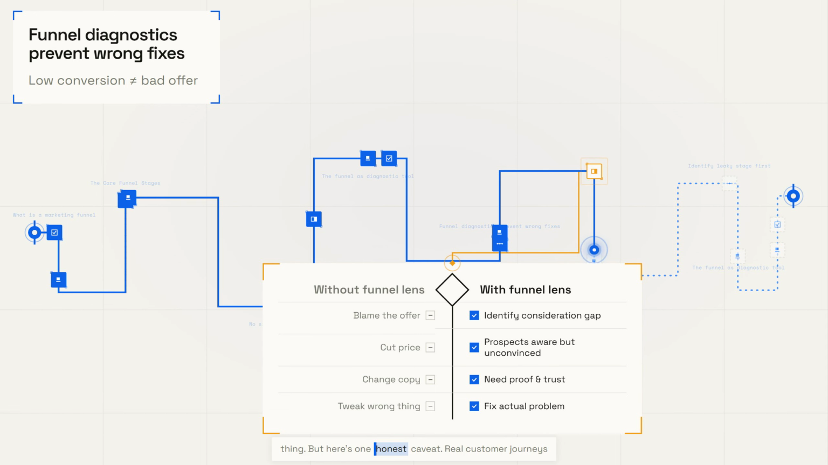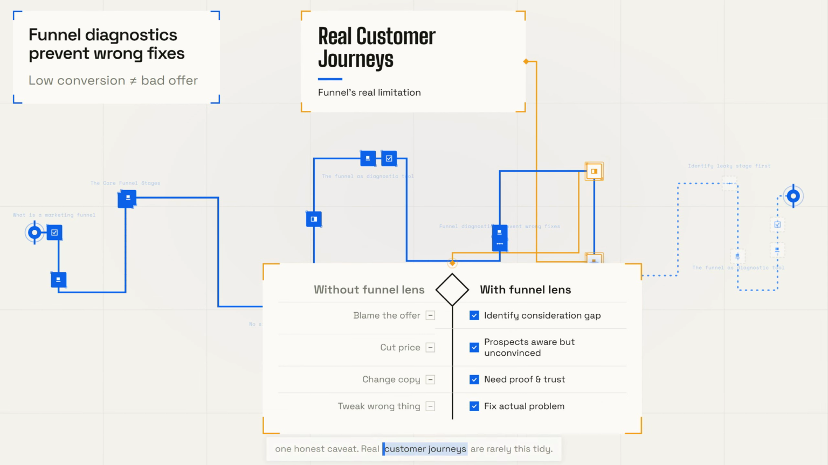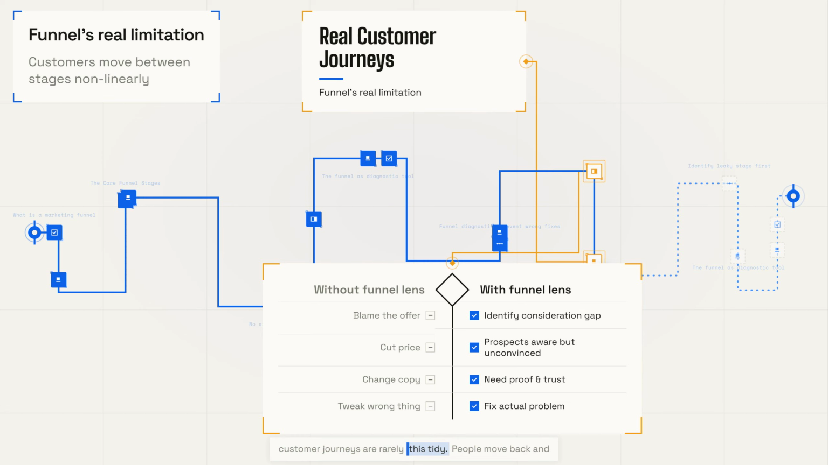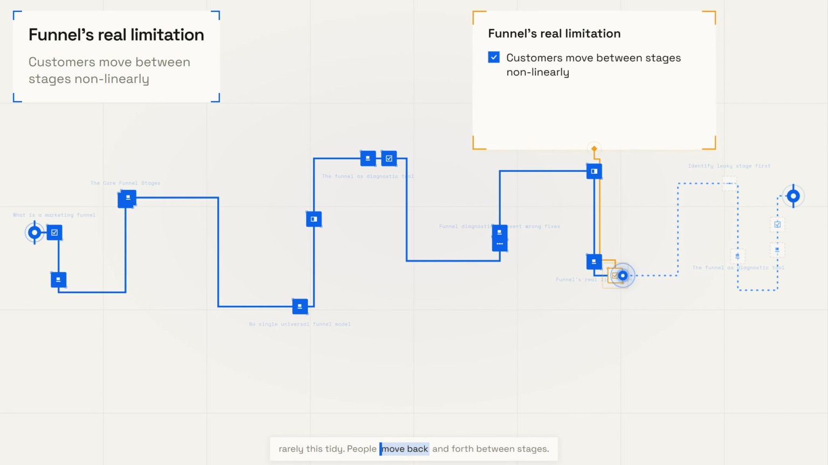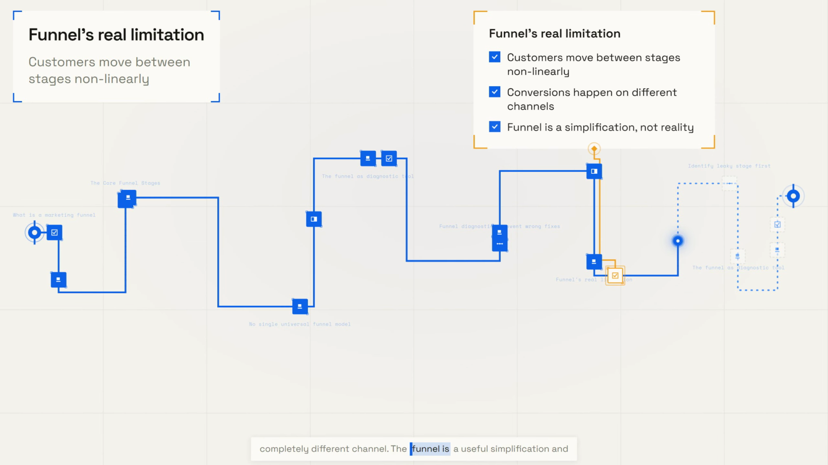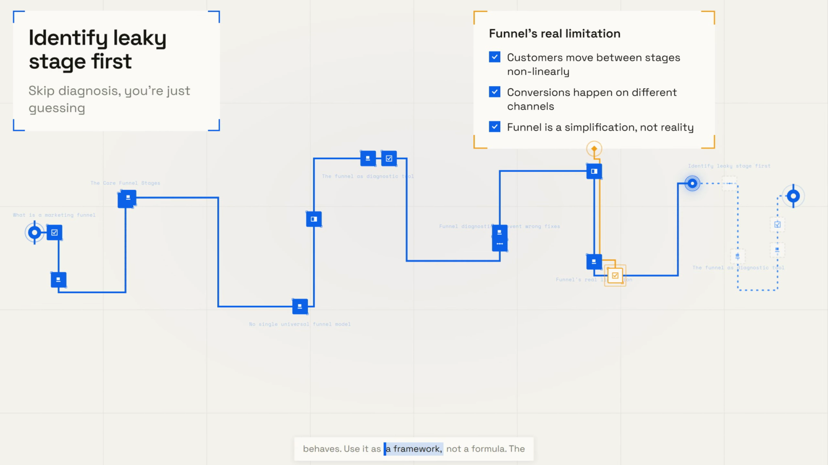But here's one honest caveat. Real customer journeys are rarely this tidy. People move back and forth between stages. They become aware, they drift away, they reconsider months later and convert on a completely different channel. The funnel is a useful simplification and not a perfect map of how every customer actually behaves. Use it as a framework, not a formula.